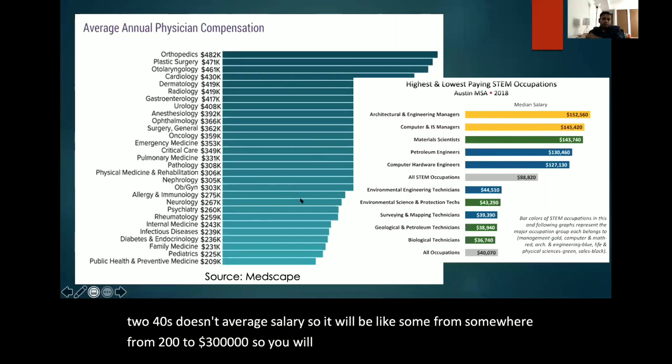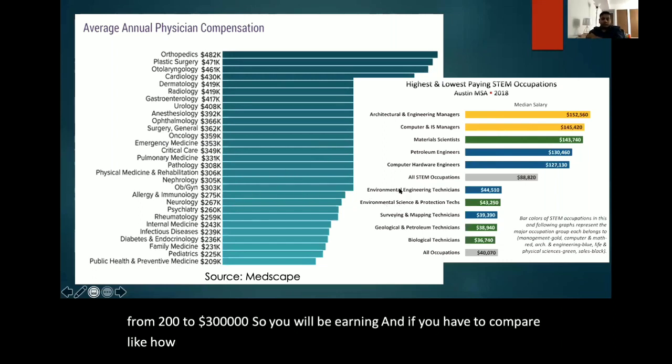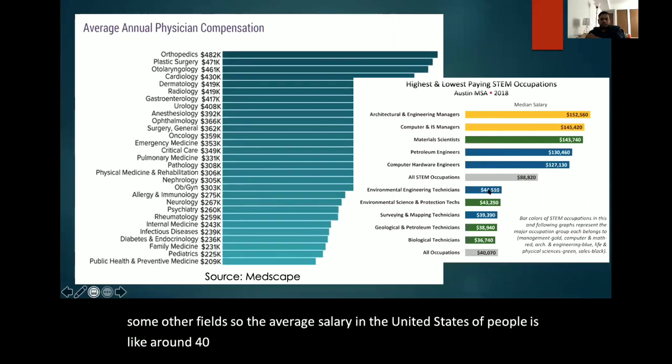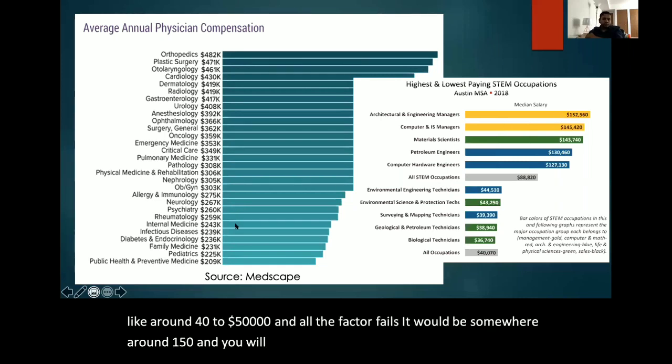And if you compare how it would be with other fields in the United States, I did find some other fields. The average salary of people in the United States is around $40,000 to $50,000, and in other fields it would be somewhere around $150,000, and you would be somewhere around $250,000. So you have some positive things to be motivated as well.